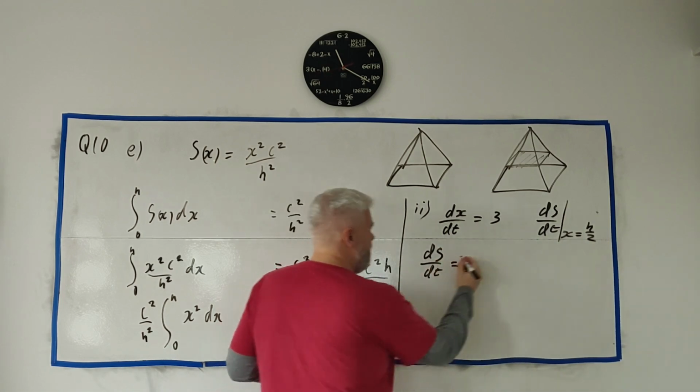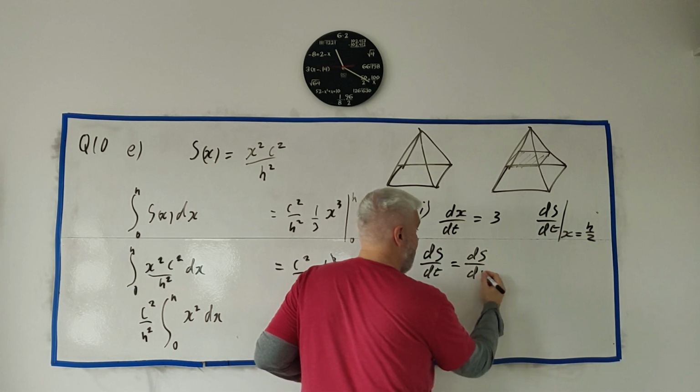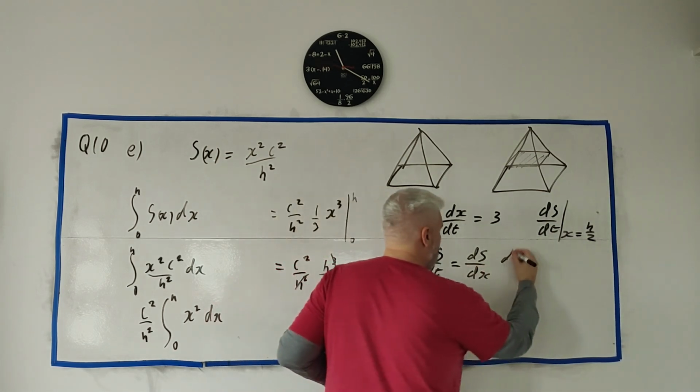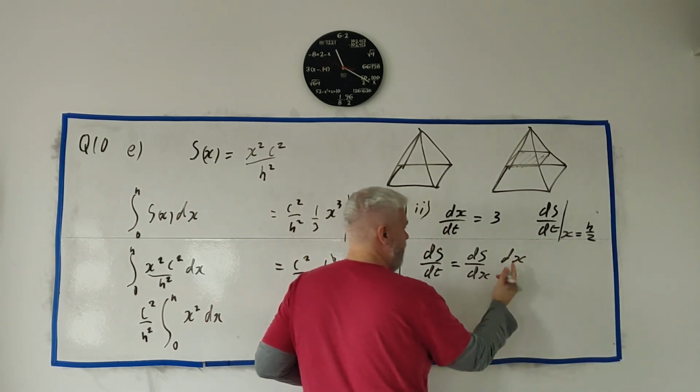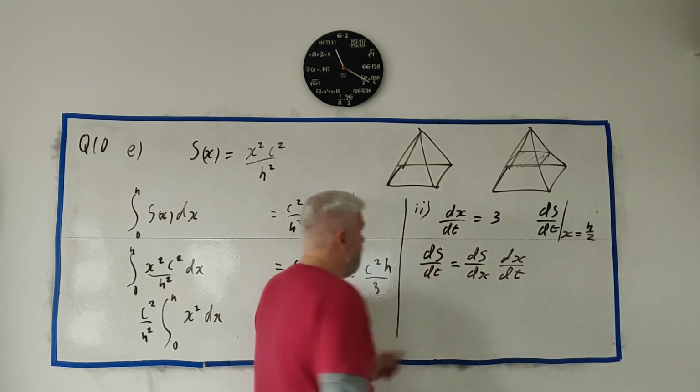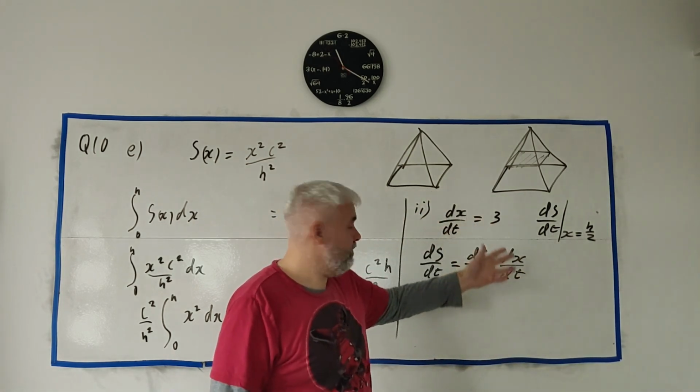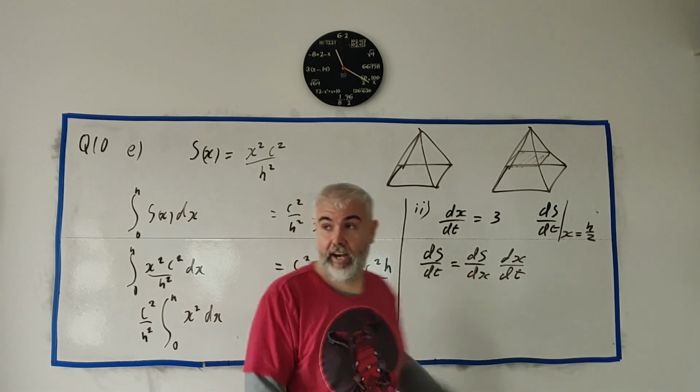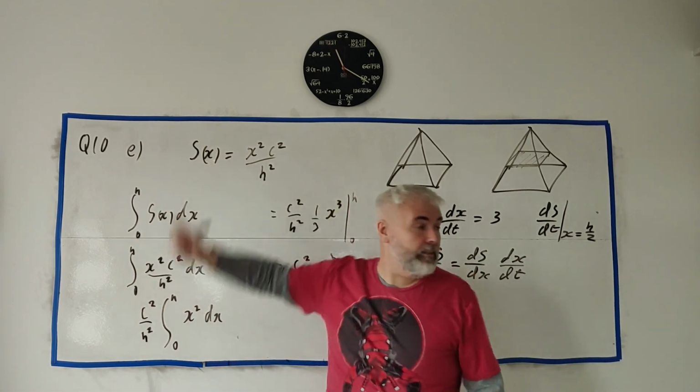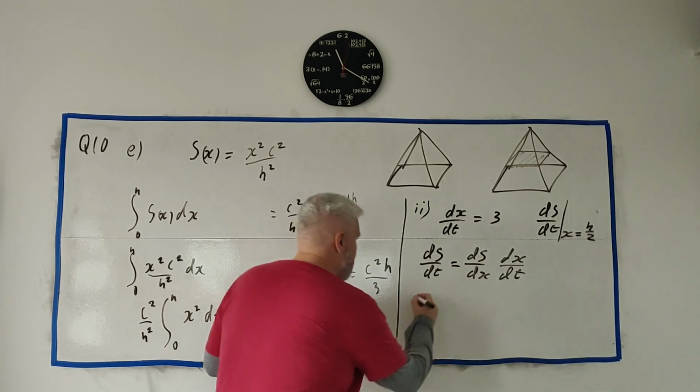And the chain rule tells us that's the same as dS/dx times dx/dt. And the great thing, we know this one, dx/dt. dS/dx isn't too hard to get. We know everything about S. So we can just do this part on its own.